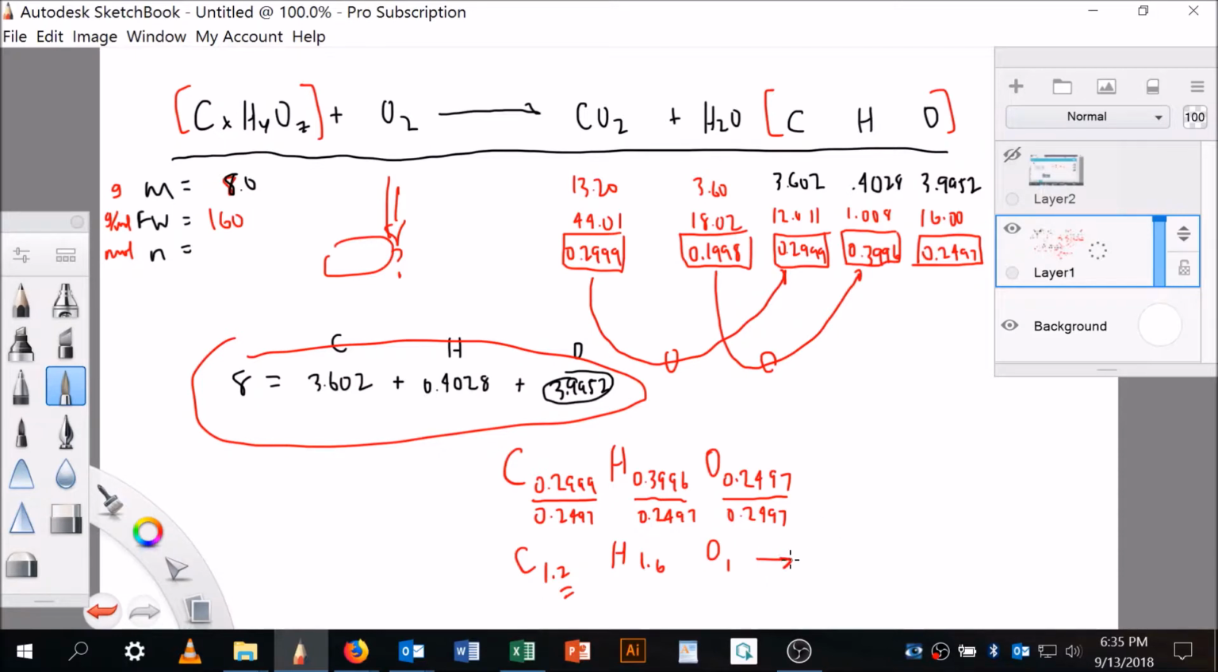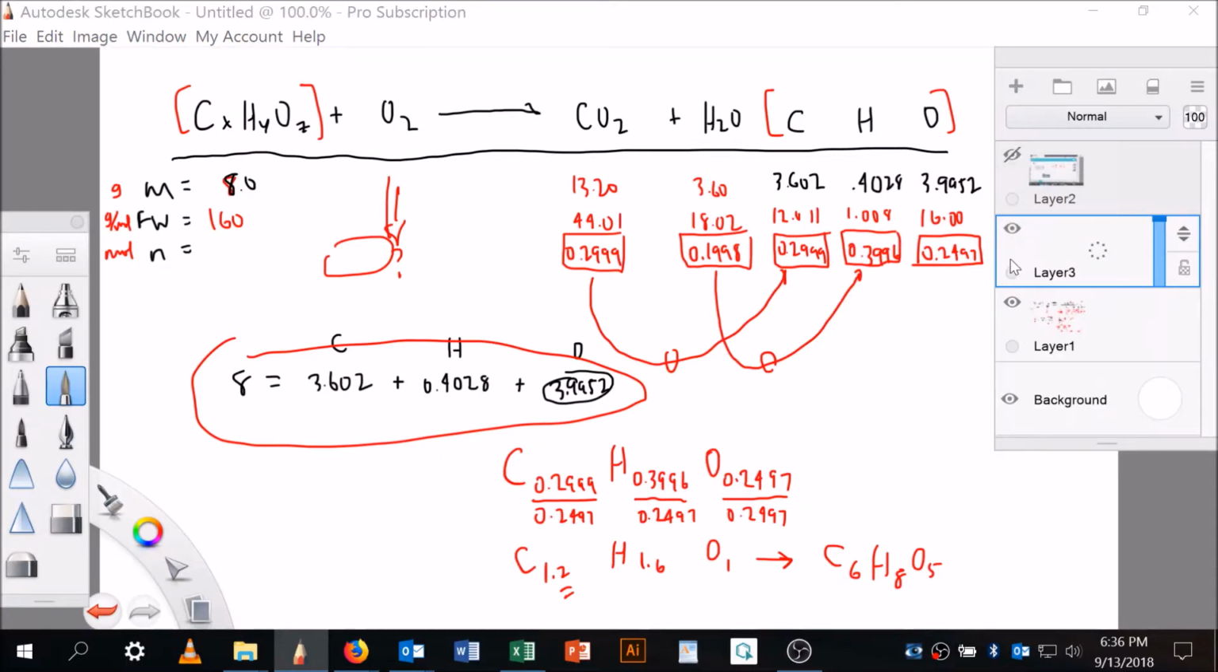Okay, so this is going to be C5, or rather, just a second here, C6. And what's 1.6 times 5? Times 5 is equal to, that should have been obvious to me, C6H8O5. All right, you see why I did that? Because these have to be ratios. Okay, this is getting a little bit busy. I'm gonna open up a new layer and get rid of this.